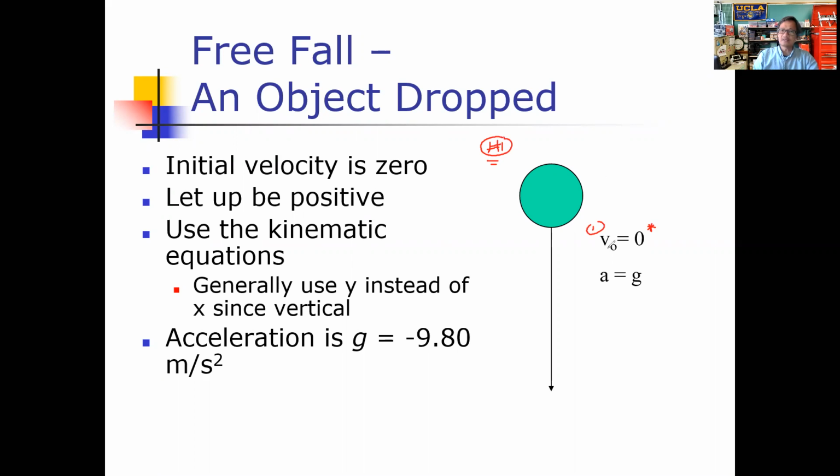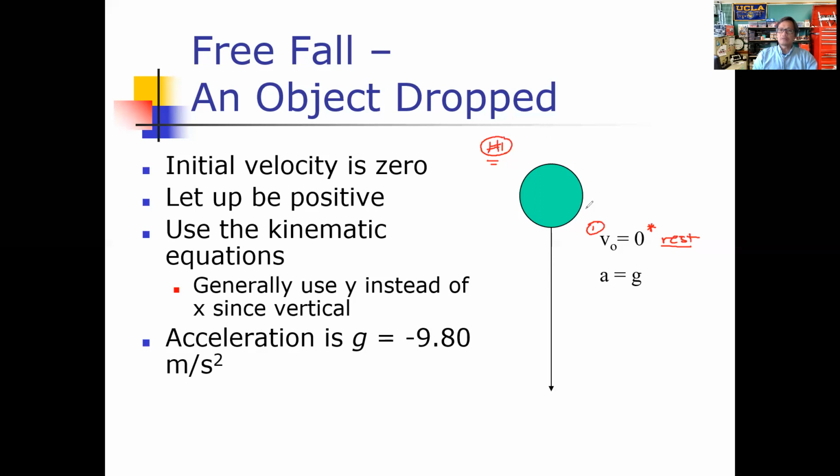So its velocity is 0. That means the object is at rest at the start. It has no velocity, and then we drop it. This is an object that is being dropped, and if it's being dropped, then it has no velocity to start out with.